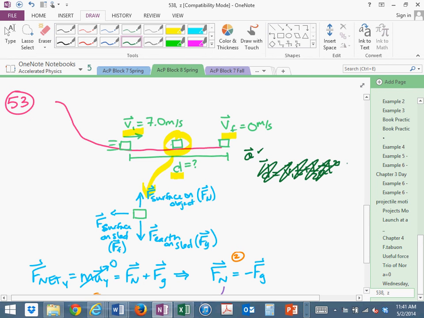May I tell it now? Please. V final squared is equal to v initial squared plus 2ax. What do you guys think? Does that seem like a better choice? Yeah. Nice job.